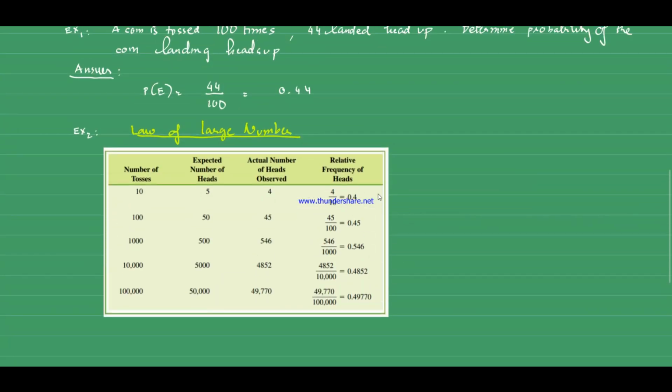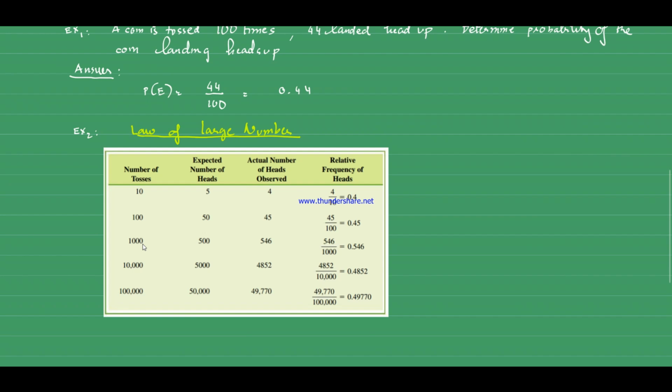So let's say that instead of tossing 100 times, we toss 1,000 times, 10,000 times, 100,000 times. And you see that the more you toss, the number of heads will be increasing. This is the observed one, the actual situation. This is what we expect, because the coin only has head and tail.